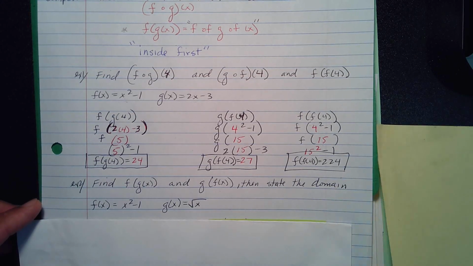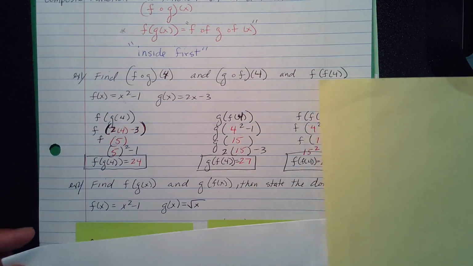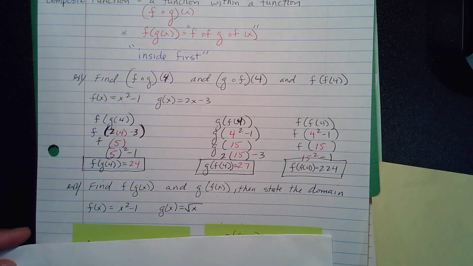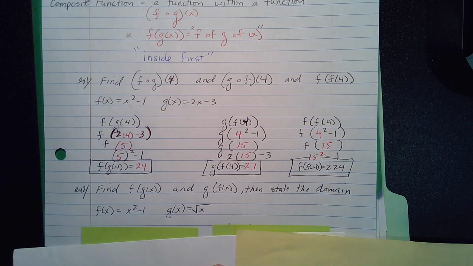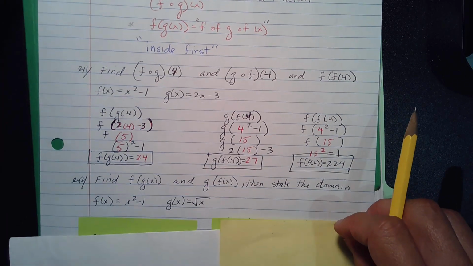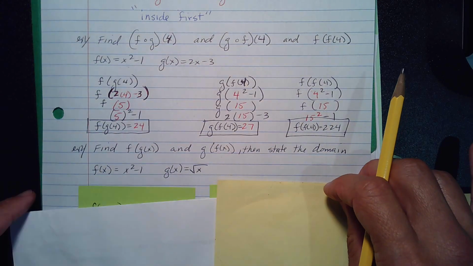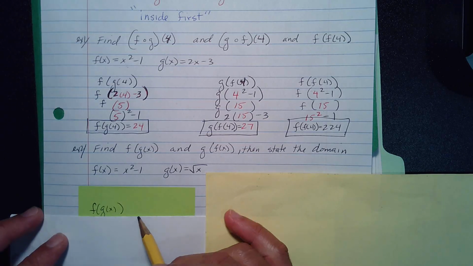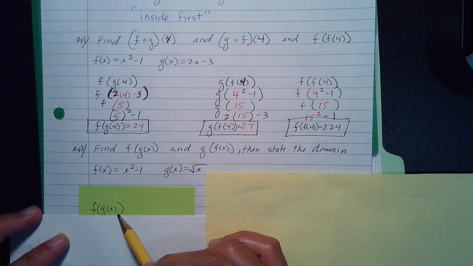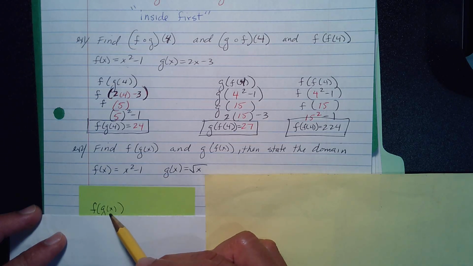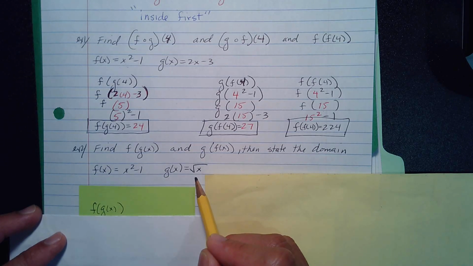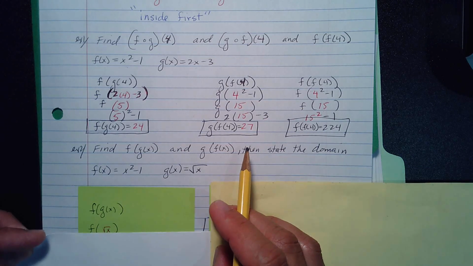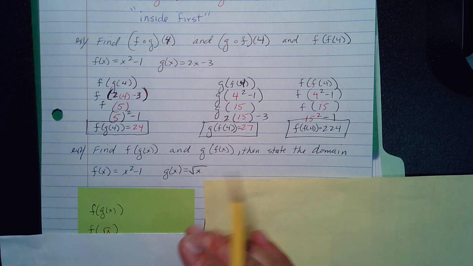Okay, so the first thing we're going to do is go over f of g of x. When we do this problem, we do our inside function first. Our inside function is g of x. So what does g of x equal? It equals the square root of x. And that's all we do.